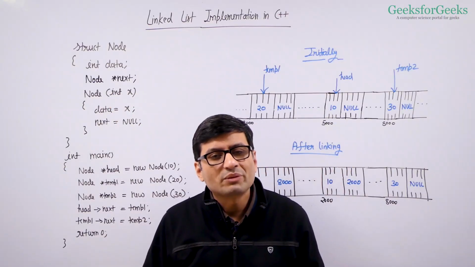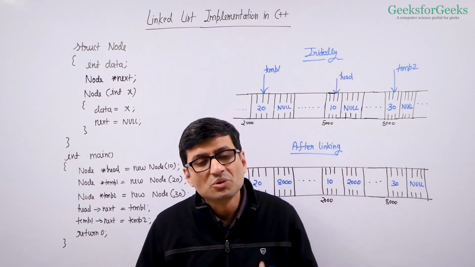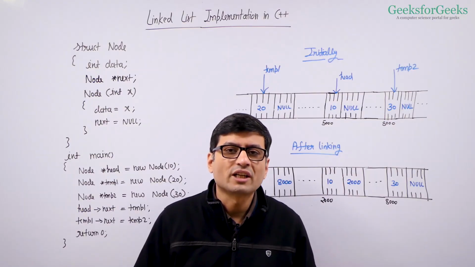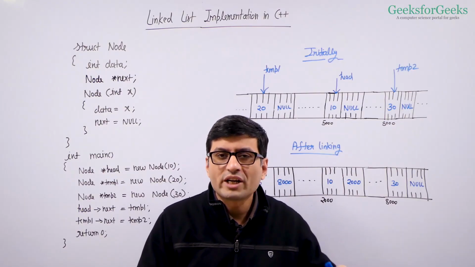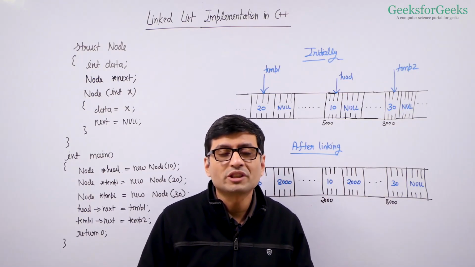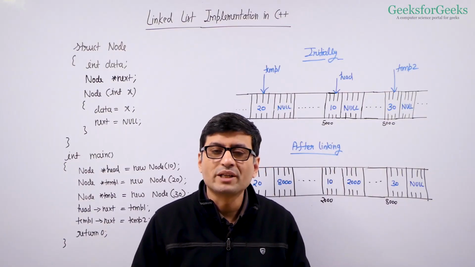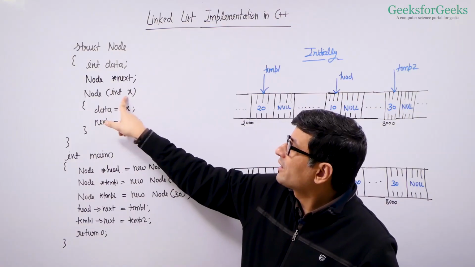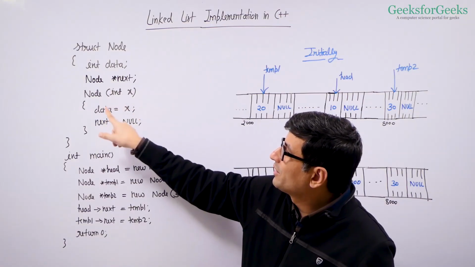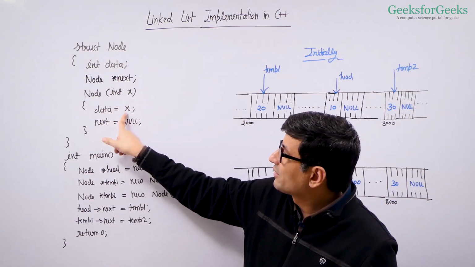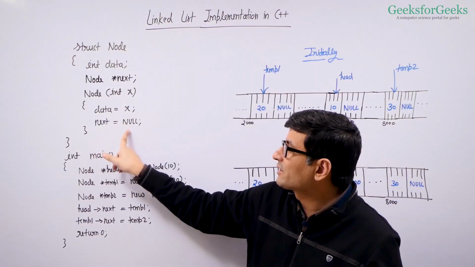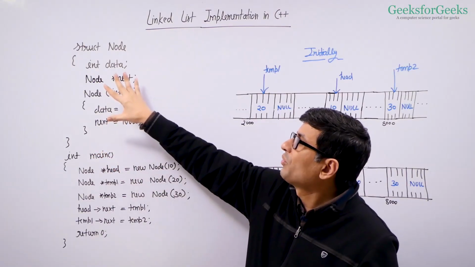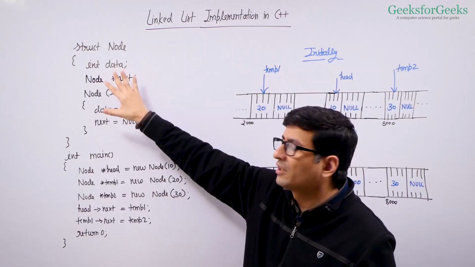Since we are programming in C++, we can use a constructor to initialize a node. We could write a separate function, but using a constructor is a better idea. It makes the programming better. So we have created a constructor that takes an integer value. It initializes the data with the given integer value and initializes the next as null. So this is how we represent a linked list node.